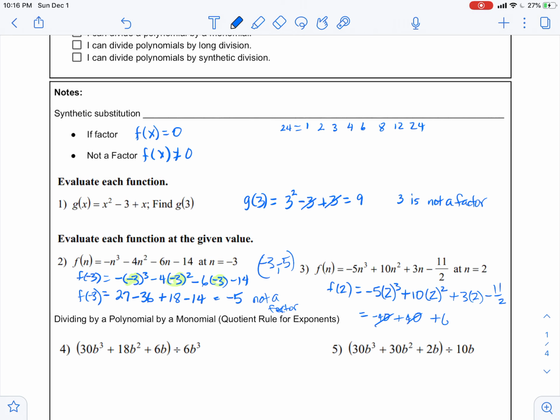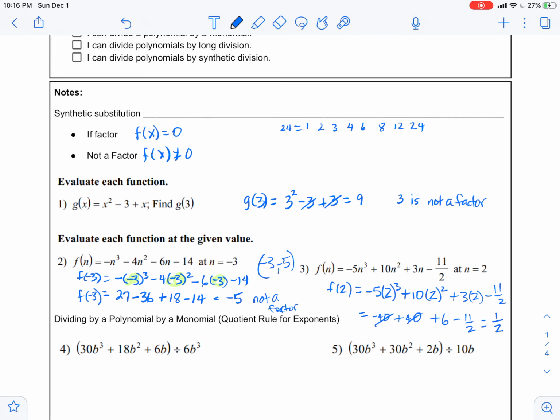And that's a +6 minus 11 halves. And 11 halves is what, 5 1/2? So that's going to give me a 1/2 left over. So again, that's not a factor. Okay? So those are just some ways to determine.